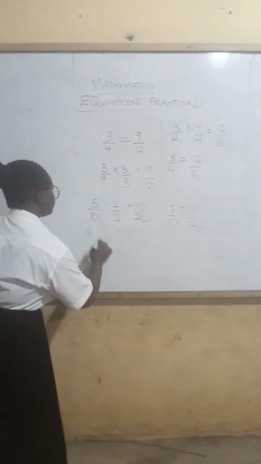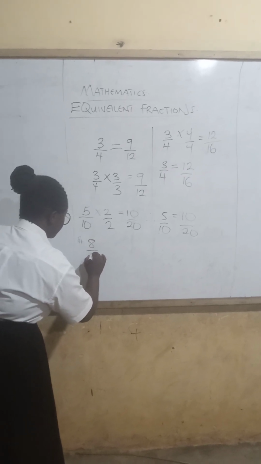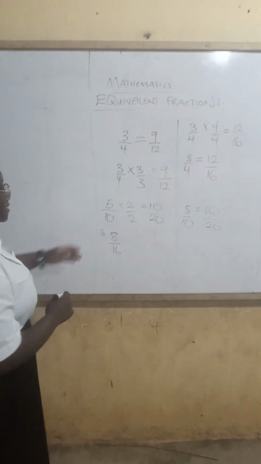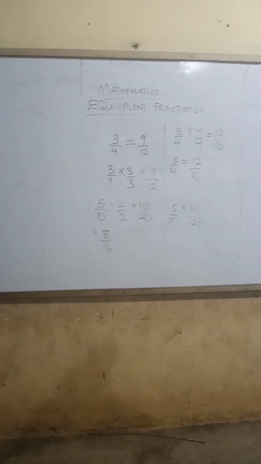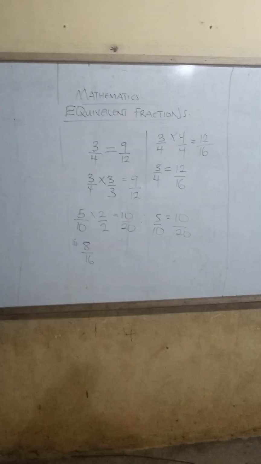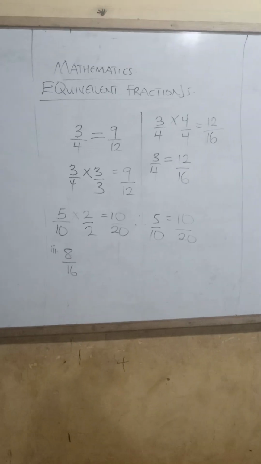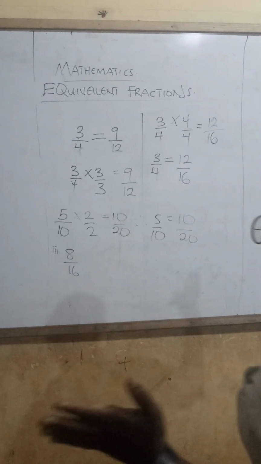Let's do the last example. Let's pick 8 out of 16. Let's find the equivalent fraction of 8 out of 16. As I said, if we want to make a complete set of equivalent fractions, we have to multiply the top and the bottom of the fraction by 2, 3, 4, 5.